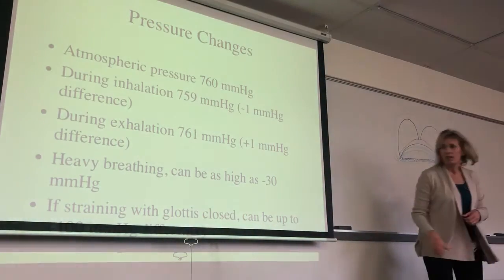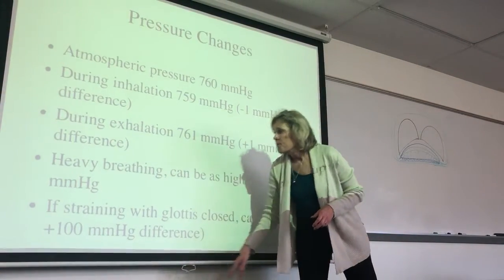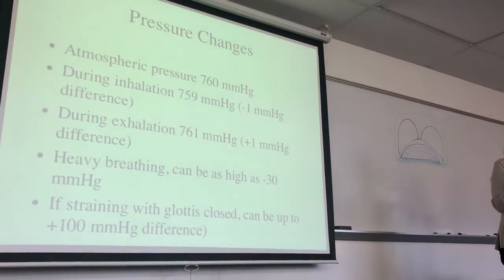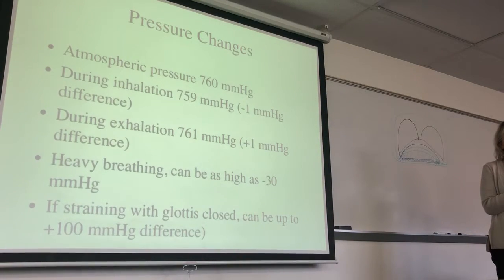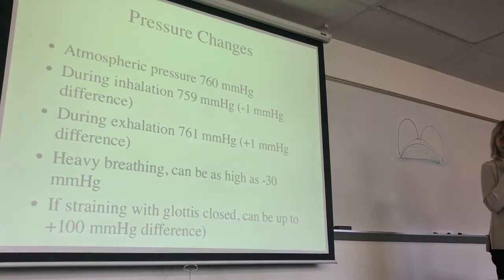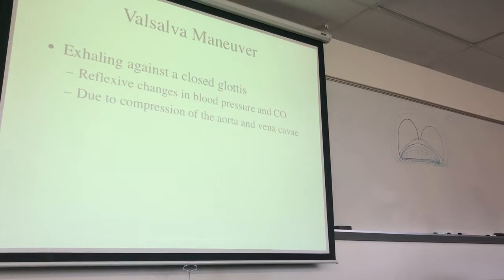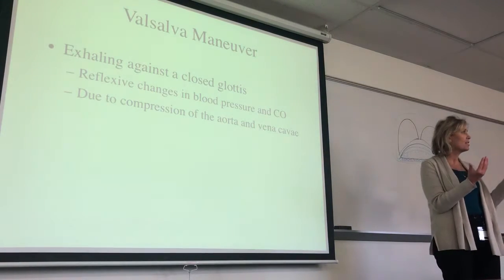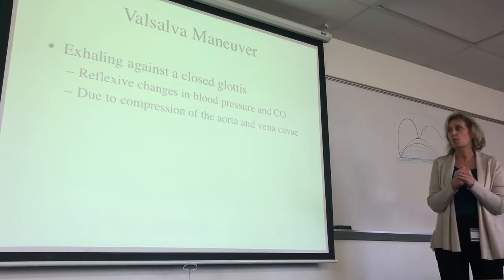And then, you can't see this, but when straining with the glottis closed, the pressure inside your chest can actually go up 100 millimeters of mercury, right? That's a big change. So when you're doing what's called a Valsalva maneuver, when you're exhaling against a closed glottis, that's your straining, trying to push out, and this is something that they do a lot of times with a spirometer. They'll ask you to do that because they want to see what the pressure is.